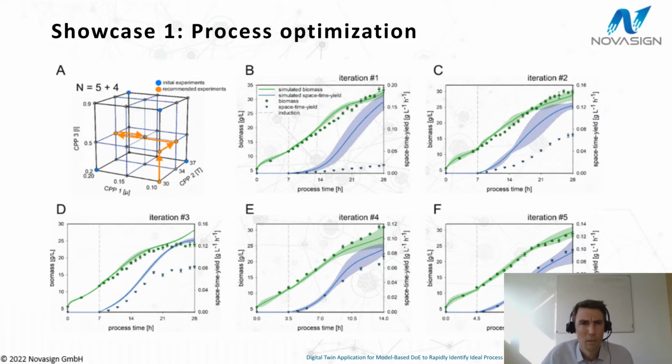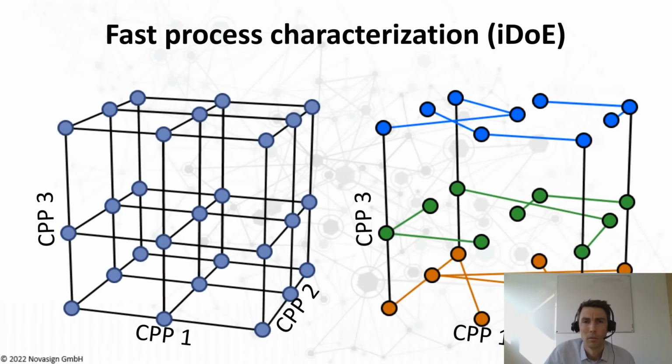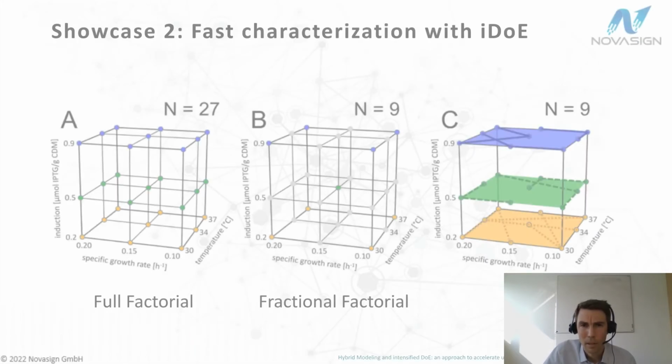When it's about process optimization, you don't have a lot of ideas about your process, and you just start with some initial experiments. The second showcase I want to share with you is about process characterization. So it's more about you have a defined design space you want to screen, and here you can use something like intensified design of experiments. How does this basically work?